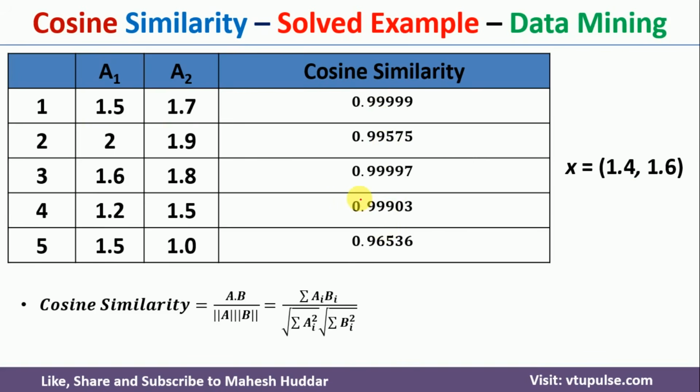In this video, I have discussed how you can find the different distance measures like Euclidean, Manhattan, Minkowski and Supremum distance, and also how to find the cosine similarity between two data points. I hope the concept is clear.